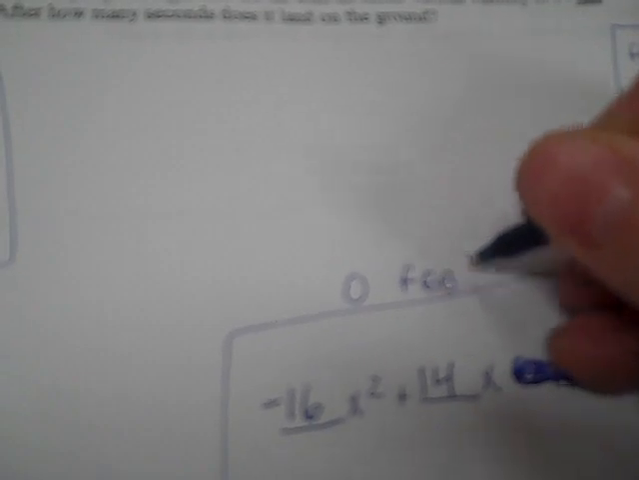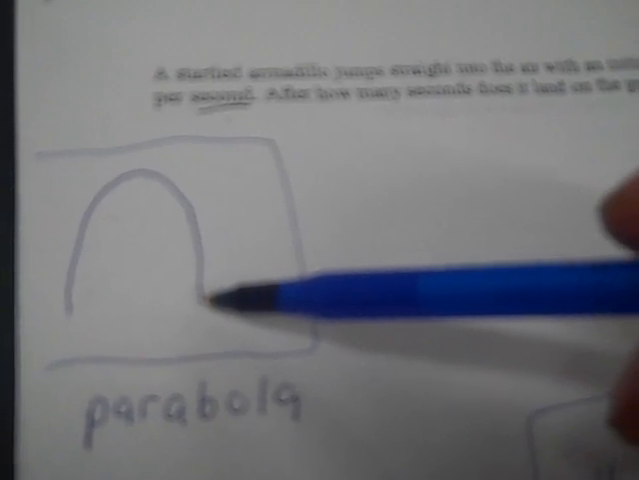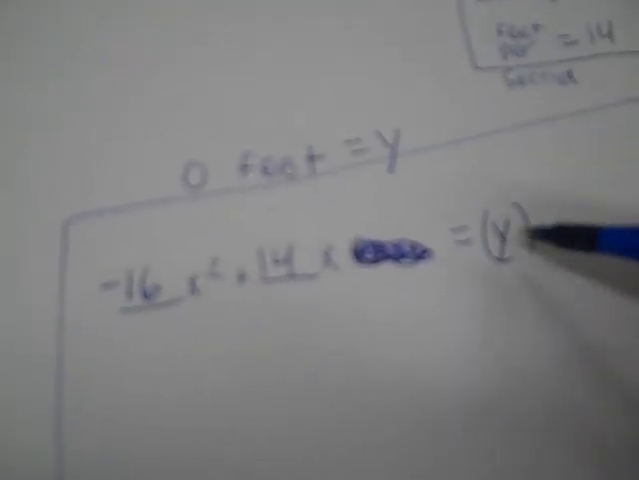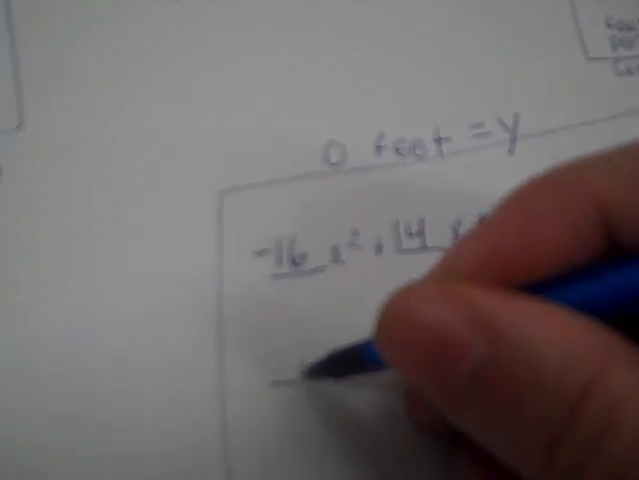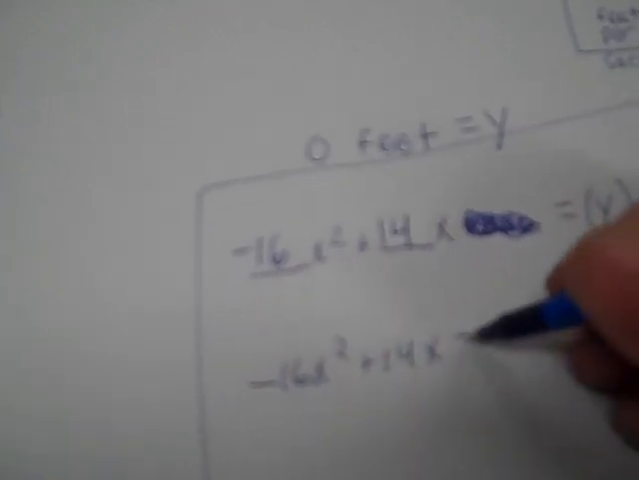Now, today, you're going to be replacing the y variable with 0 feet. Now, why 0 feet? Well, he lands on the ground, and when he lands on the ground it's a height of 0 feet, okay? So we're going to be putting that in for our y variable. So y needs to be replaced with 0, so we have negative 16x to the second power plus 14x equals 0.